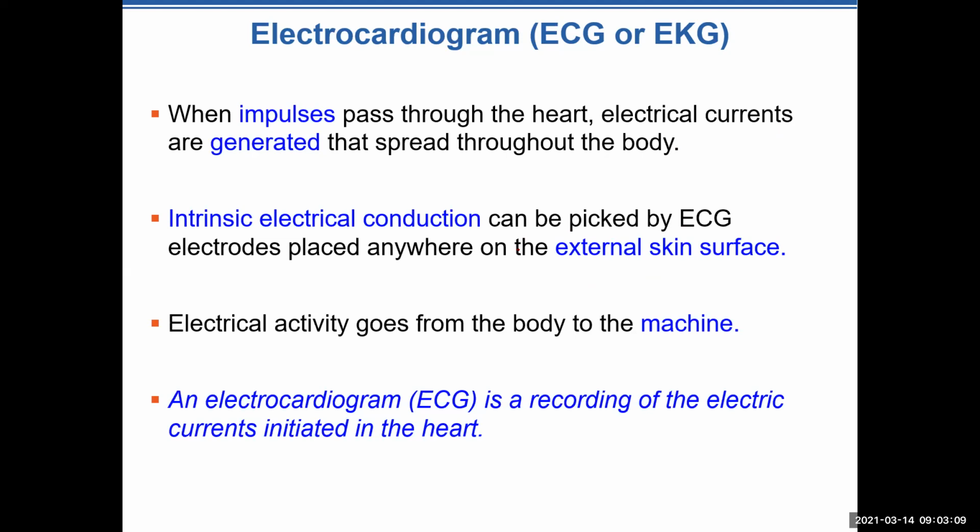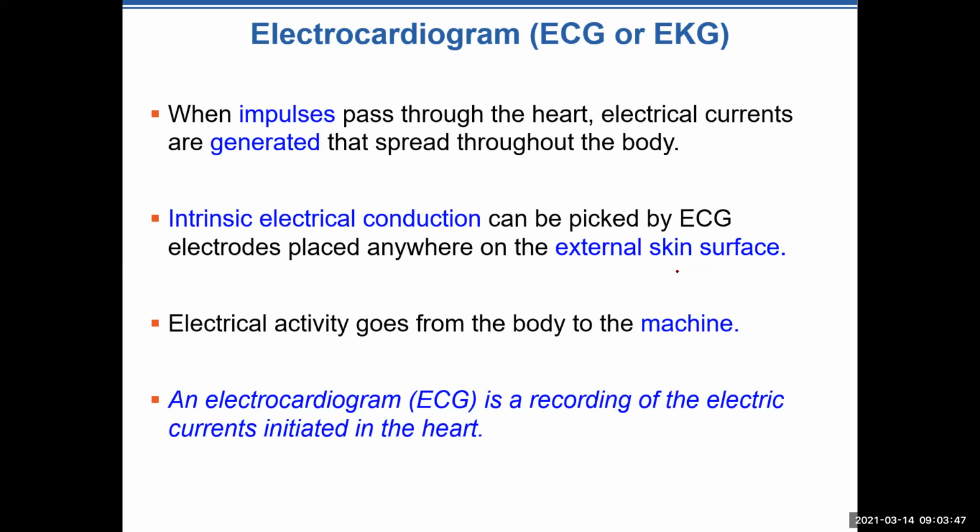So how did this come into existence, the EKG? Various physiologists discovered at the end of the 19th century that if we place electrodes on our skin surface, those electrodes can actually record the electrical activity of the heart. That was discovered long back, in the 19th century.